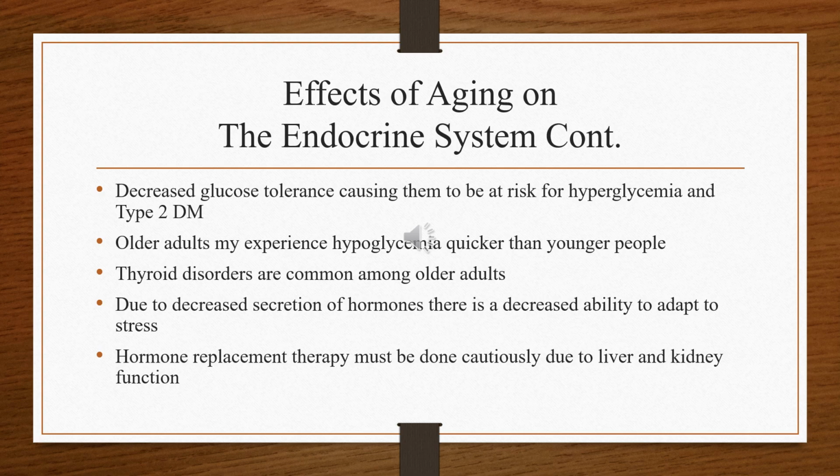A lot of times thyroid disorders are pretty common among our elderly patients. But as we stated on the previous page, they have a decreased glucose tolerance. So this causes them to have increased blood glucose, so hyperglycemia, and puts them more at risk for type 2 diabetes as well, diabetes mellitus specifically. At the same time, they can get hypoglycemic quicker than younger adults, and a decrease in hormones makes it difficult for them to adapt to stress as well.